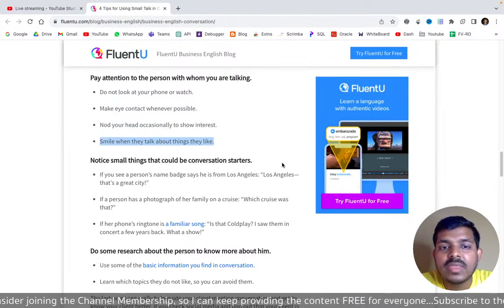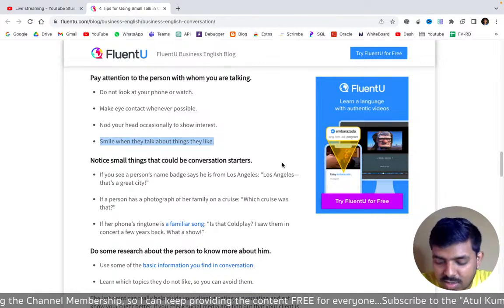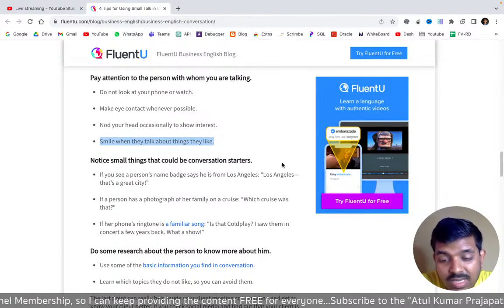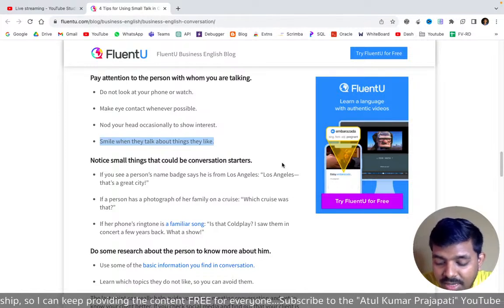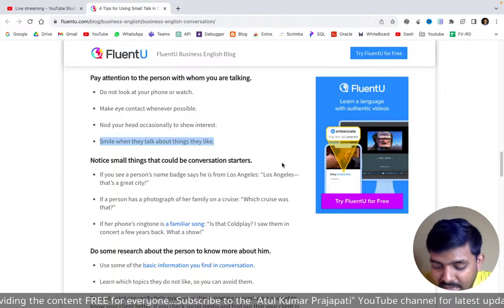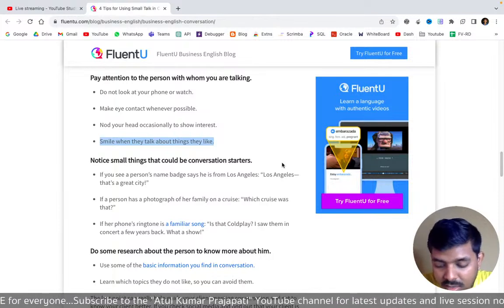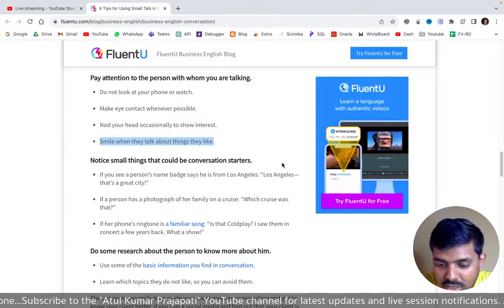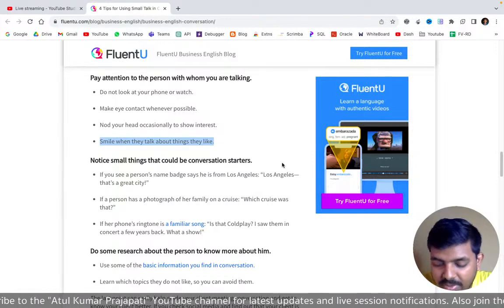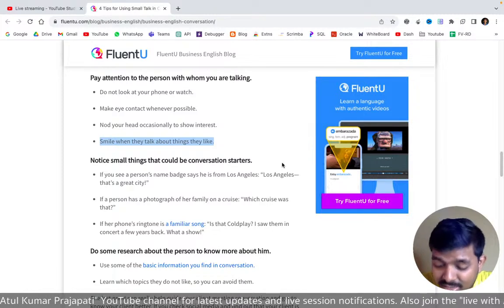Then smile when they talk about things they like. So it is not just about the things they like, but it is about something that you are trying to make them feel that yeah, you agree with them. If they like ice creams, sure, why not? It is your choice. You could like whatever you want. You are just trying to say that yes, this is perfectly fine.